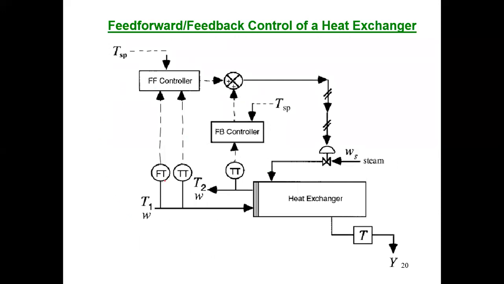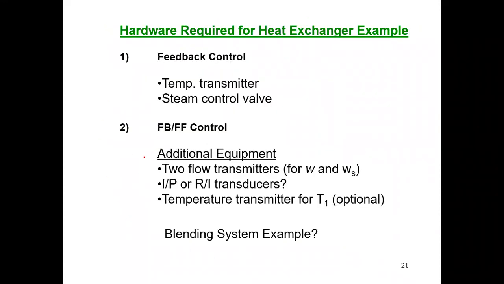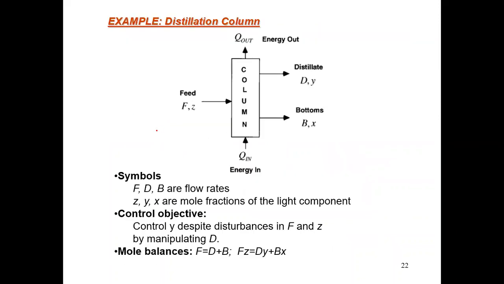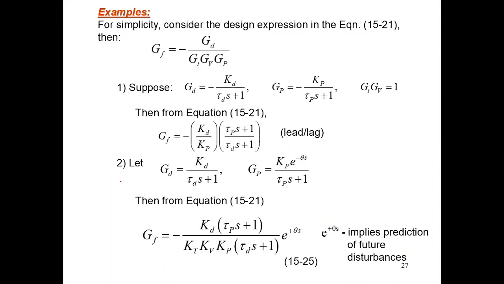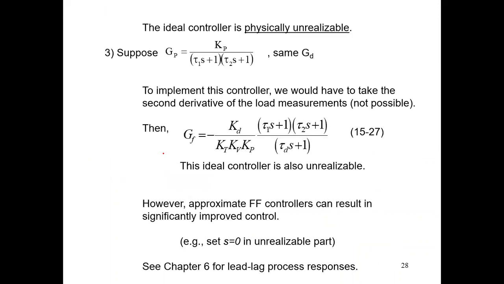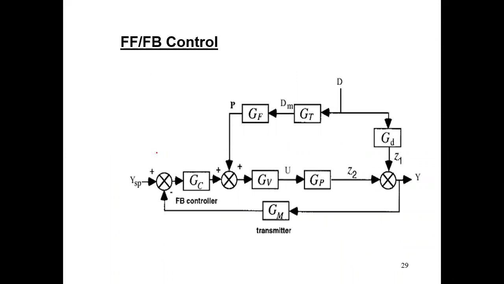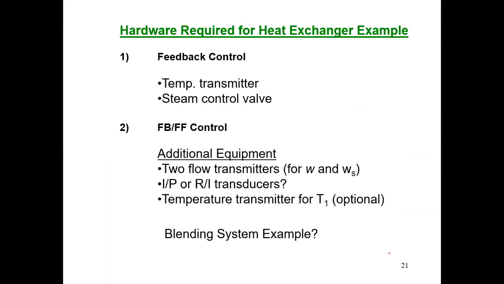Okay, and this is a combination of the heat exchanger, right? So what are the hardware requirements? Then there is an example of distillation column. Okay, this we have as an example, and then we will arrive to this feedback and feed forward control, and the design equation of this system. Okay, and then there is an example that we will do in the end. Okay, so see you in the next class. Thank you.